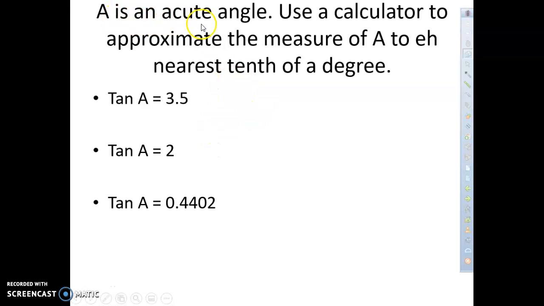If A is an acute angle, use the calculator to approximate the measure of A to the nearest tenth of a degree. So go ahead and try these. You're going to notice some funny things happen. Just play with it. You're not going to be quizzed on any of this or anything. I just want you to notice what happens when the tan ratio is tiny, what happens when the tan ratio is bigger than 1, and what happens when it's even bigger than that. This is just for you to play with. Go ahead.